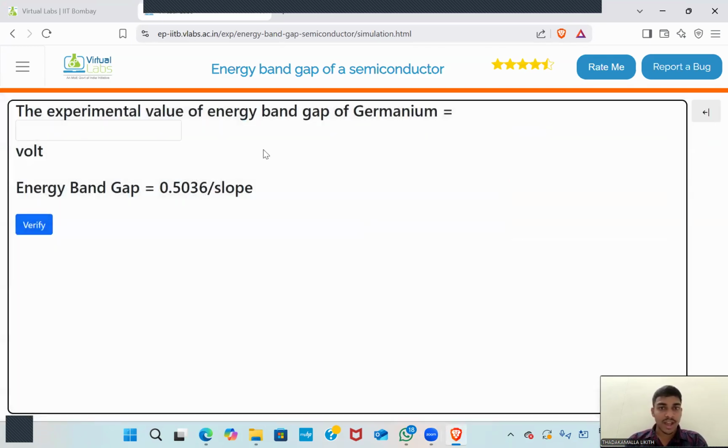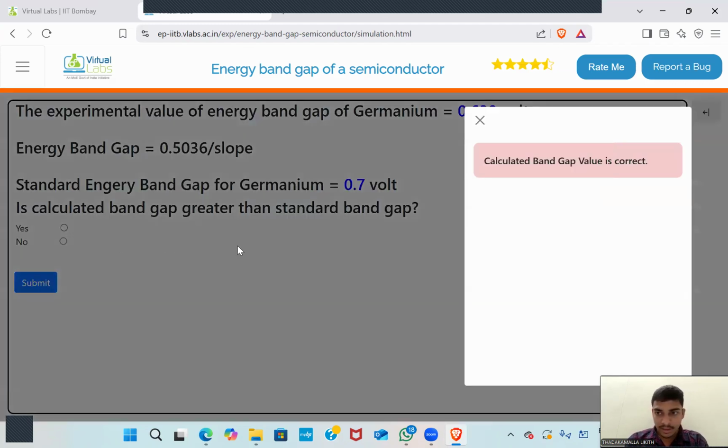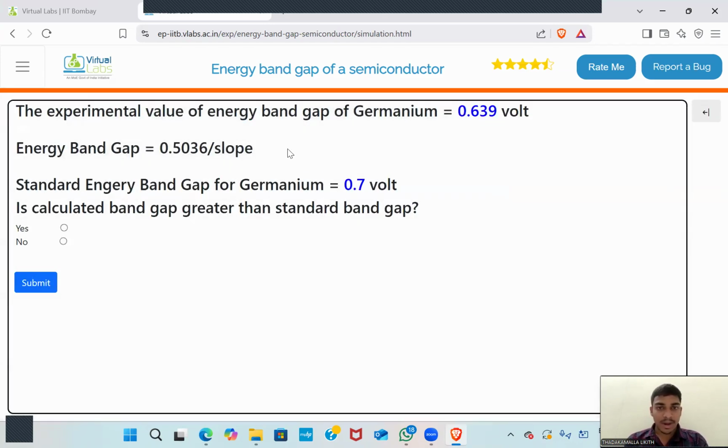Now calculate the energy gap of germanium using the energy gap formula, 0.5036 by slope. We got the slope as 0.78, so 0.5036 divided by 0.78. What will we get? 0.6456. Verify. Yes, the calculated band gap is correct. The experimental value of the energy band gap of germanium is 0.639 volt.